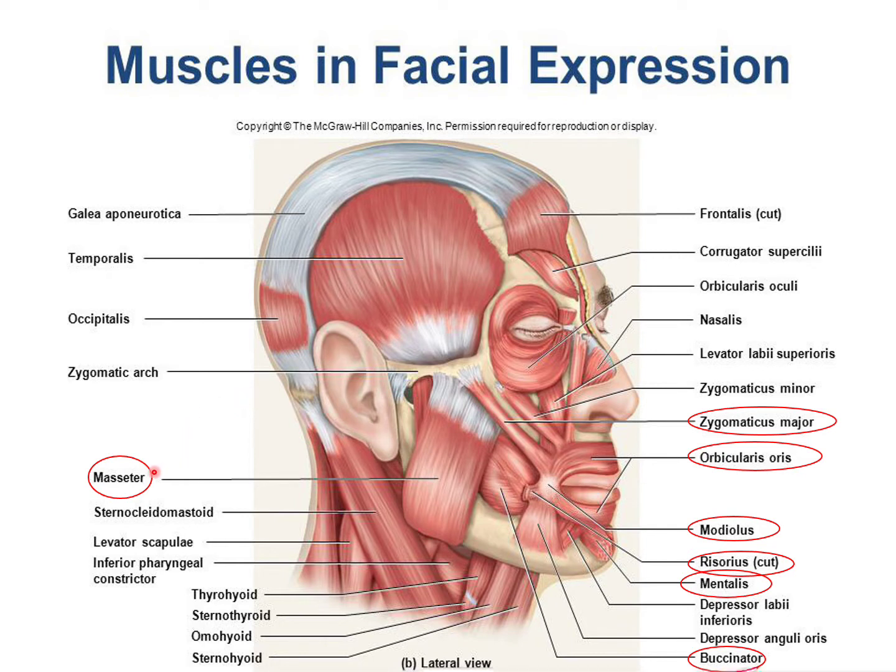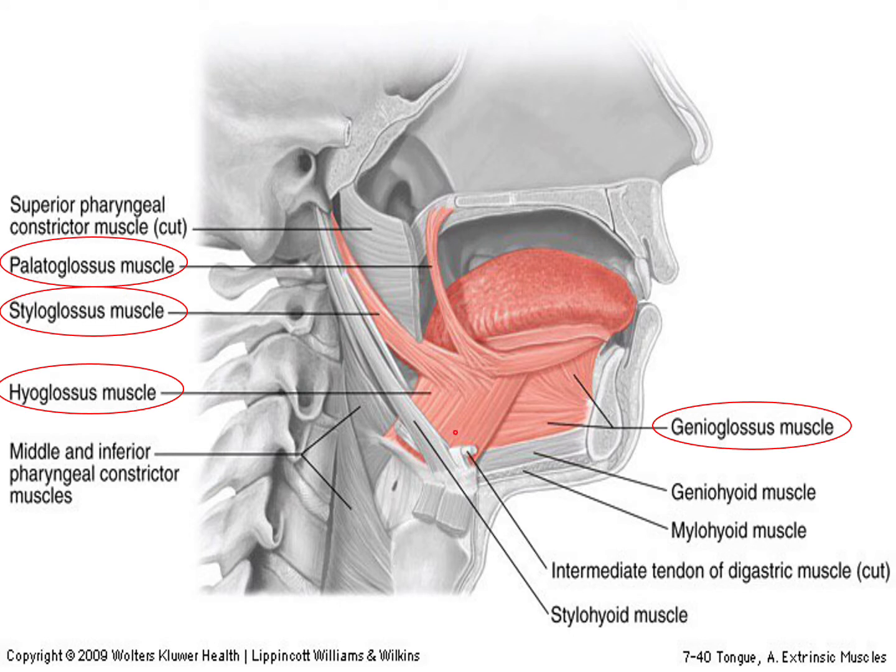The muscles of expression that affect the denture are the masseter muscle and buccinator, the cheek, and the orbicularis oris, modiolus, risorius, mentalis muscles, and the zygomaticus elevator. The muscles of the tongue that affect the position of the teeth or the denture space are palatoglossus muscle, styloglossus muscle, hyoglossus muscle, and genioglossus muscle.